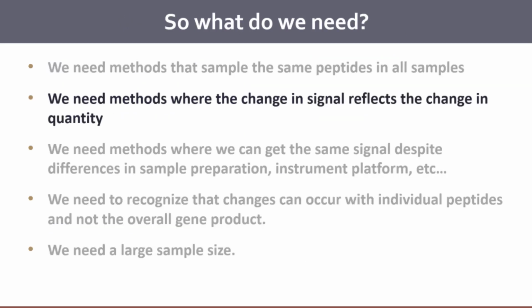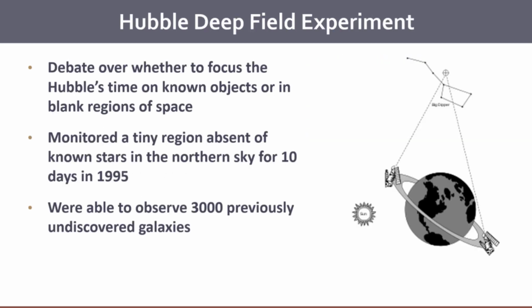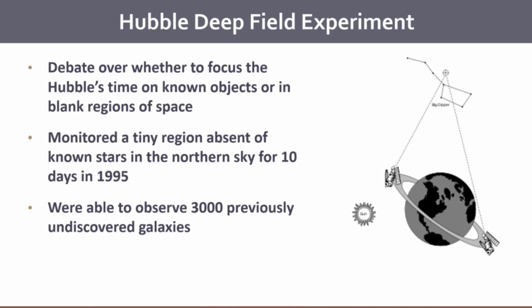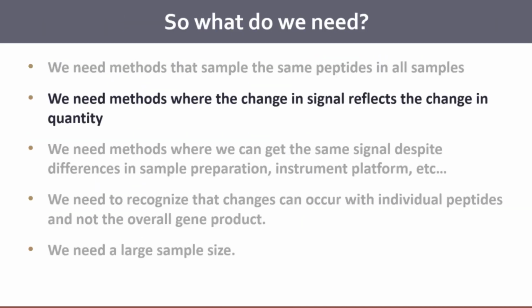Okay, so hopefully that makes an argument for why we like to do things by data independent acquisition and parallel reaction monitoring, to be able to assign things very specifically and systematically, and to be able to go back to those things and make sure that we measure the same things over time. Okay, so we need methods where the change in signal reflects a change in quantity.